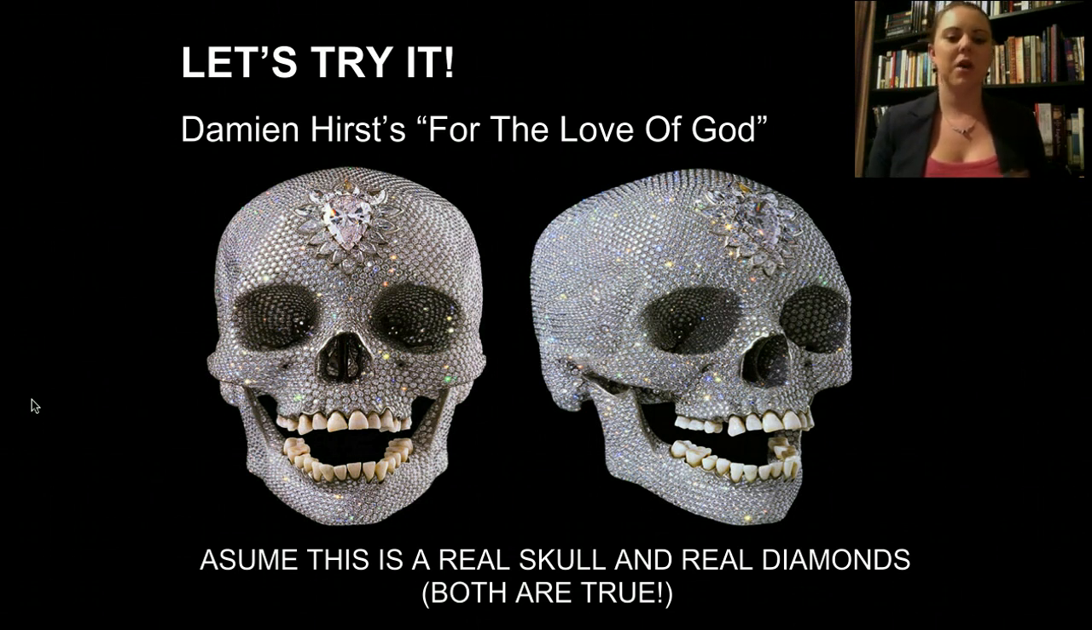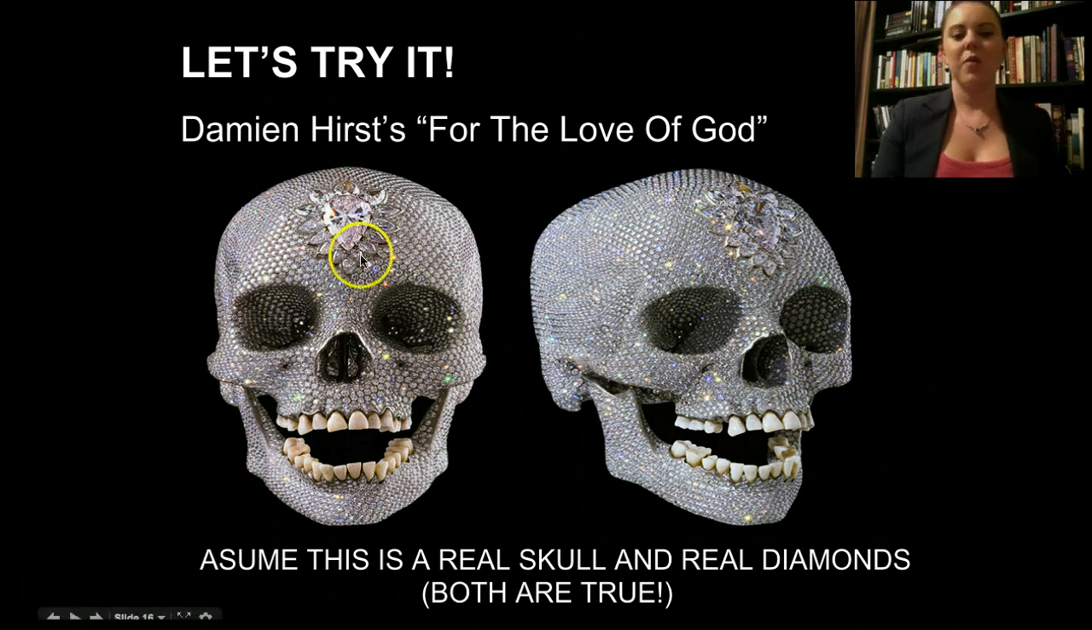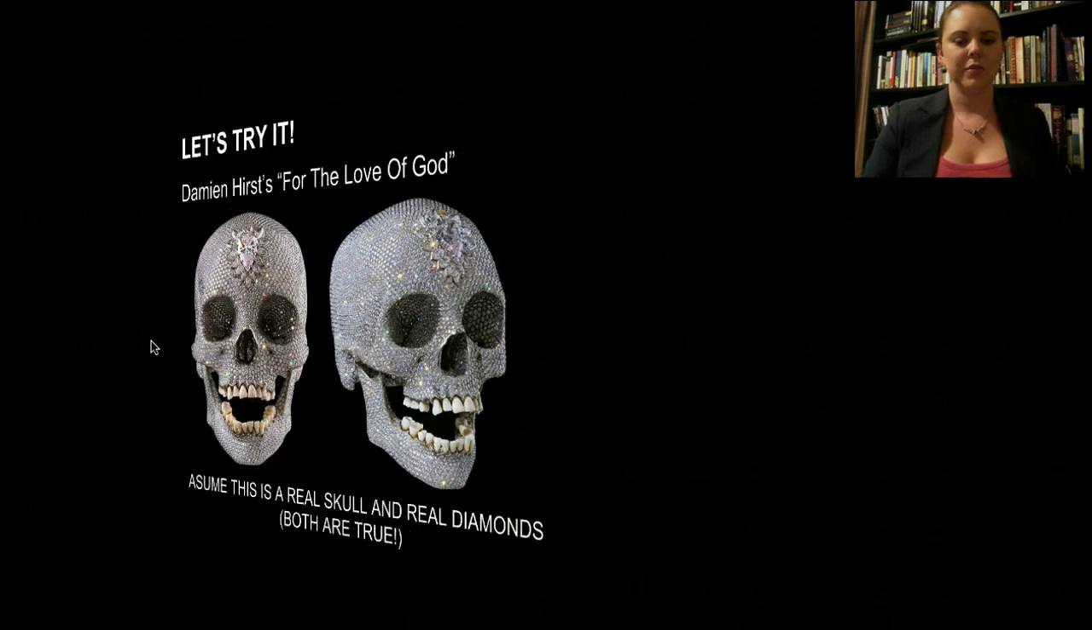So this is an art piece from Damien Hirst. It's called For the Love of God. This is two different angles of it, okay? And assume for this exercise that this is both a real skull and they are real diamonds that are attached, okay? Now, absolutely that is true, but we want to make sure we make that assumption. There are lots of other things that we could look at as evidence, such as this kind of third eye one up here, as well as other things. But for this, I'm going to pull in a student example.